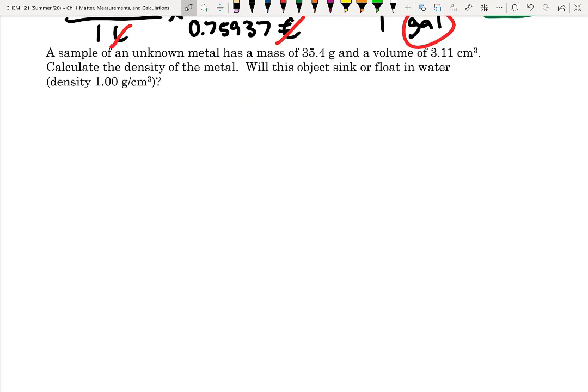All right, last one. And then we'll probably stop there because people are, I'm assuming, tired of unit conversions at this point. A sample of an unknown metal has a mass of 35.4 grams and a volume of 3.11 centimeters cubed. Calculate the density of the metal. And then it asks, will this object sink or float in water? So in our lecture, we defined density as what unit over what unit? Does anybody remember? Mass over volume. Yeah, mass over volume.